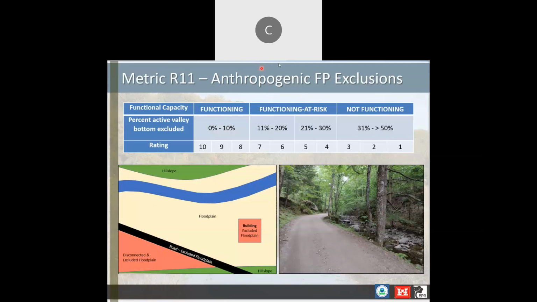We have a question from Patrick Balzer. Do maintained utility right-of-ways count as floodplain exclusions? If they are raised in elevation. So if there's any kind of bump, not a levee, because usually levees are right against the channel bank, but if there's a bump where that section is higher in elevation than the rest of the floodplain, then yes. So if it's at grade, then no.